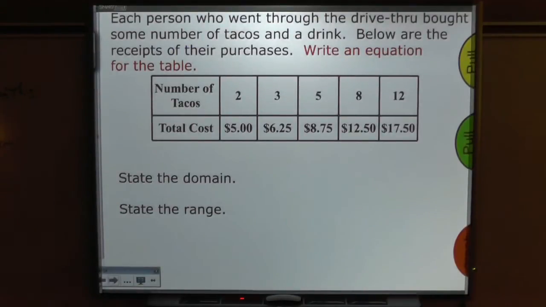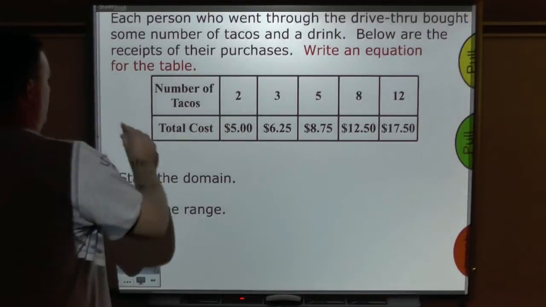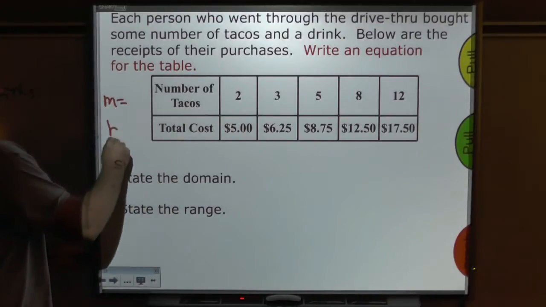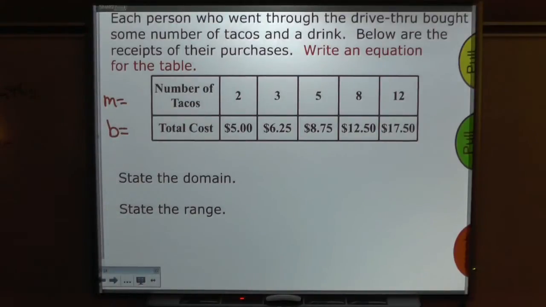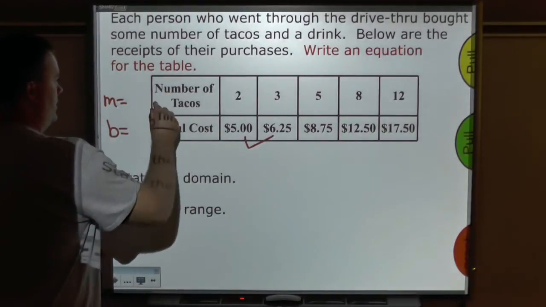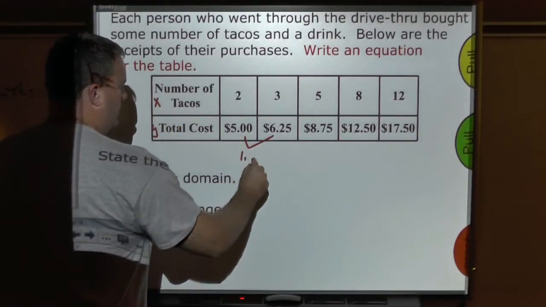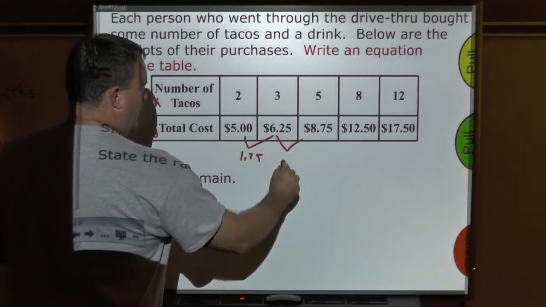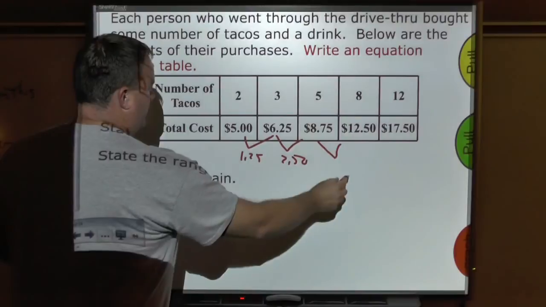Each person who went through the drive-thru bought a number of tacos and a drink. Below are the receipts for their purchases. Write an equation from the table. All right, so think about what's going on here. If we're stating the domain and the range, dealing with what's going on here, you can write the equation. Again, you need to know the coefficient and the constant, your rate of change, and the initial value. Well, change in y, this is y, this is x. Change in y, $1.25. Here we've got $2.50, so on and so forth.